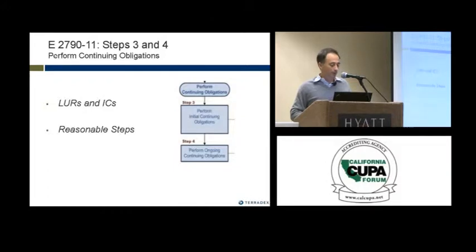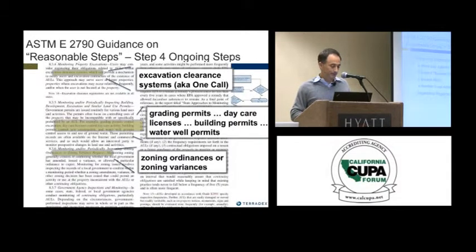Steps 3 and 4 then are more focused on doing the continuing obligations, whatever those might be, and I'm going to spend a little bit of time talking about the types that are particular to institutional controls, or ICs. And then there's steps with respect to just managing tanks that need to get pulled out or whatever. So the ongoing obligations, the slides I'm about to show really focus on the institutional control component.